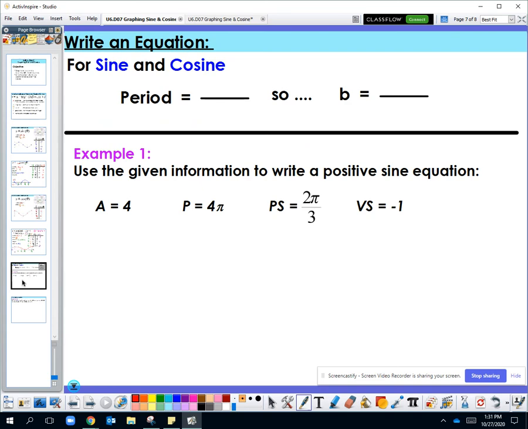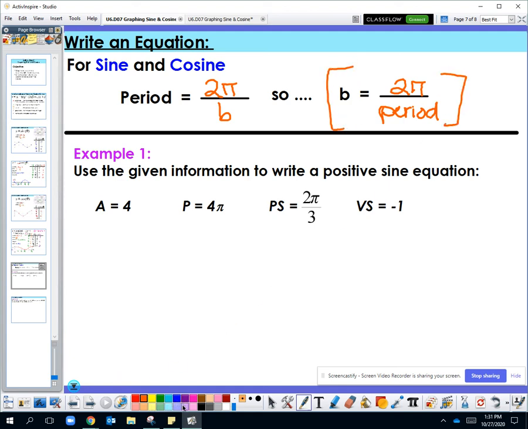The second objective today is writing equations given pieces of information. So we know that the period formula is 2 pi divided by b. So if I were to cross multiply and divide, the value of b is the same thing as 2 pi divided by the period. We'll need that in just a few moments.